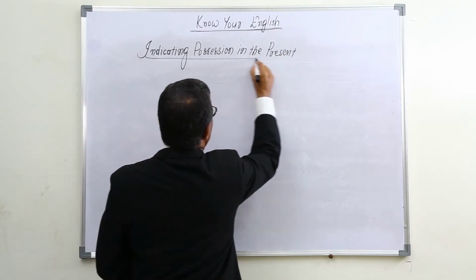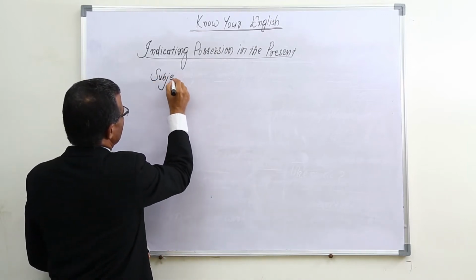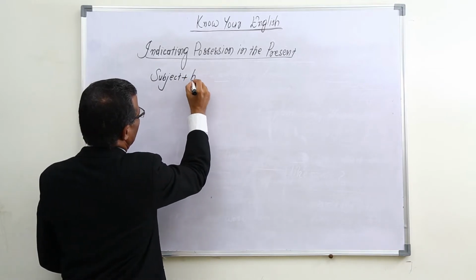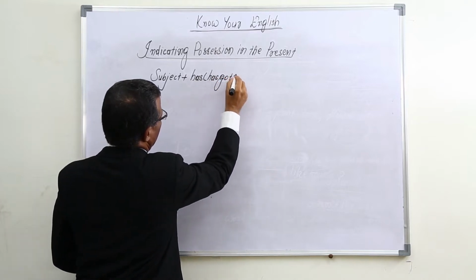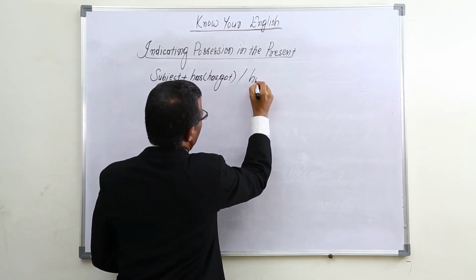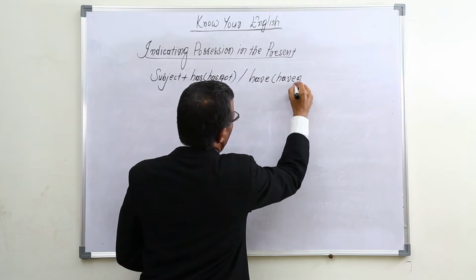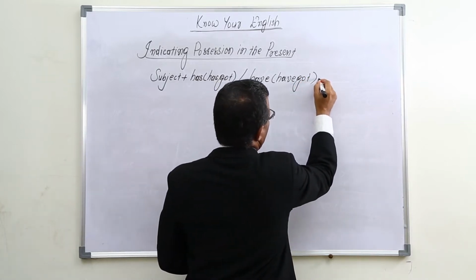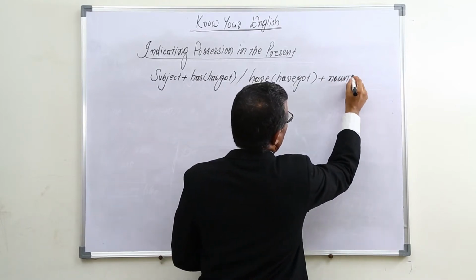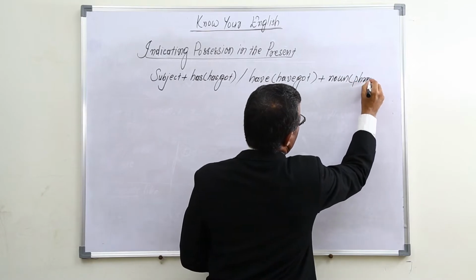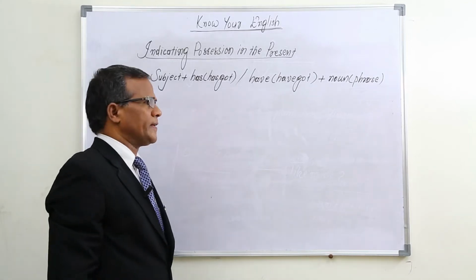The structure of this is subject plus has or has got, have or have got, plus noun or sometimes noun phrase. This is the structure of indicating possession in the present.